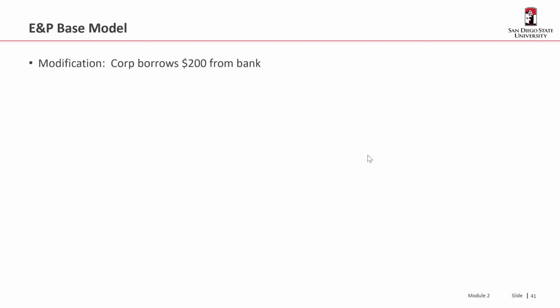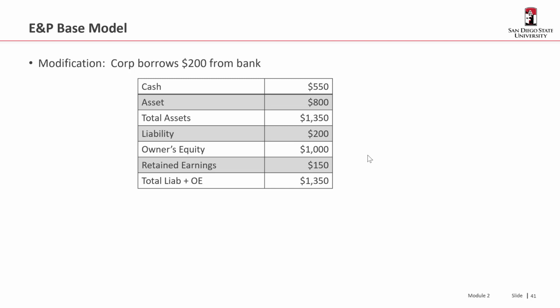So let's modify this slightly and say that the corporation during the year also borrows $200 from a bank. Okay, so now when we look at its balance sheet, cash is up to $550, right? Because it's got the $200 left over from Billy's contribution, $150 of earnings, and $200 from the bank. It still has that $800 asset. Total assets are up to $1,350. And on the liability side, now there's a $200 liability, a note payable to the bank. Owner's equity is still $1,000. It's got the retained earnings of $150.